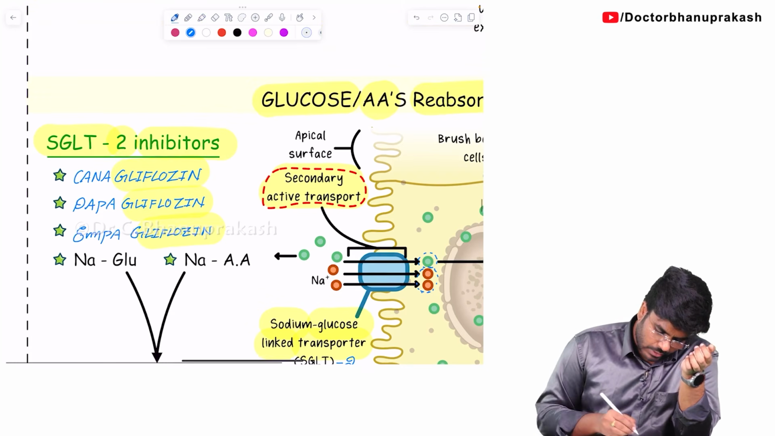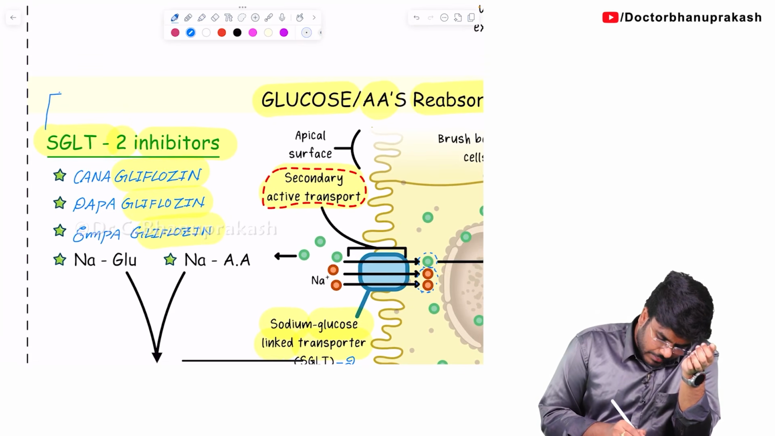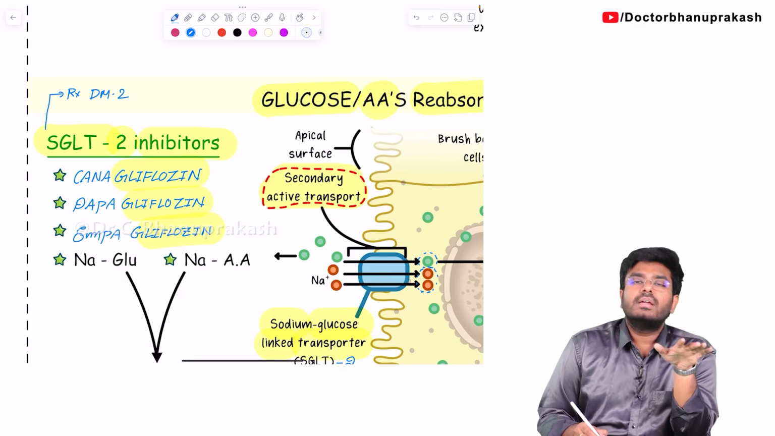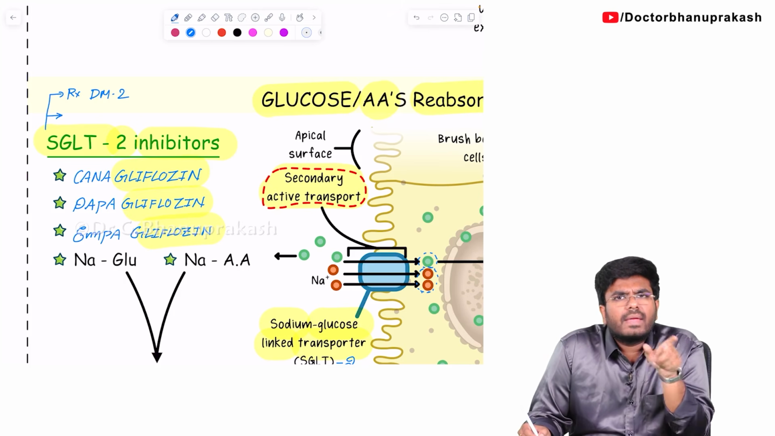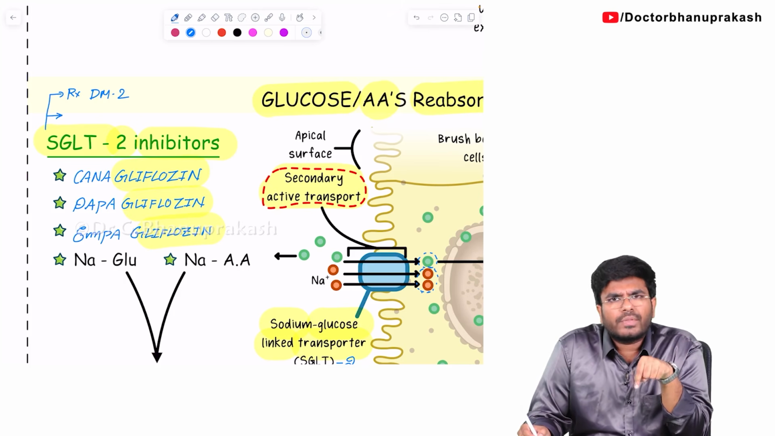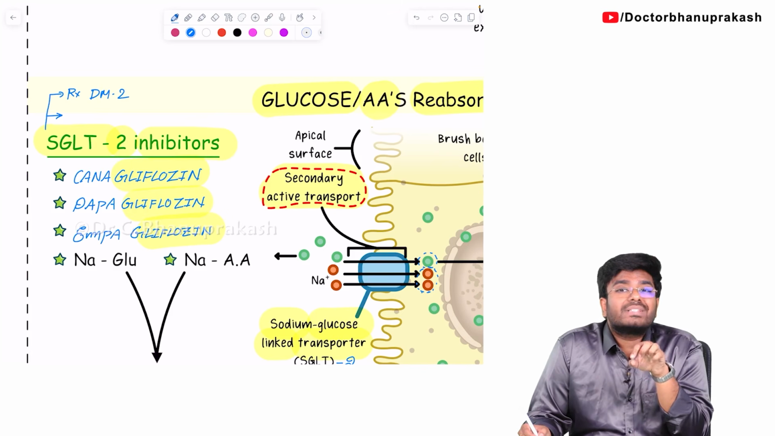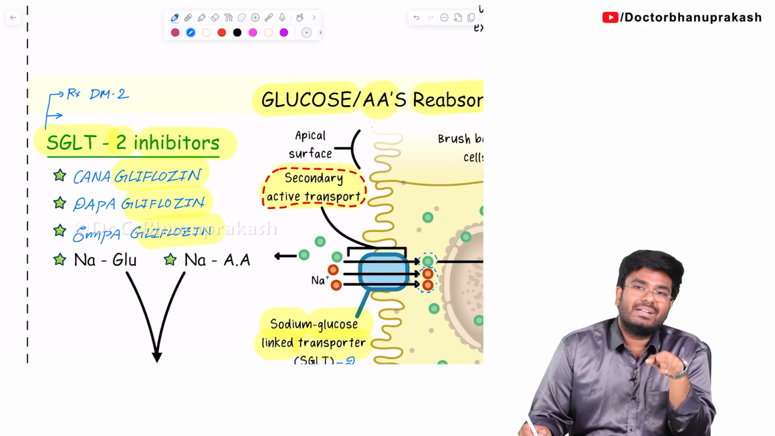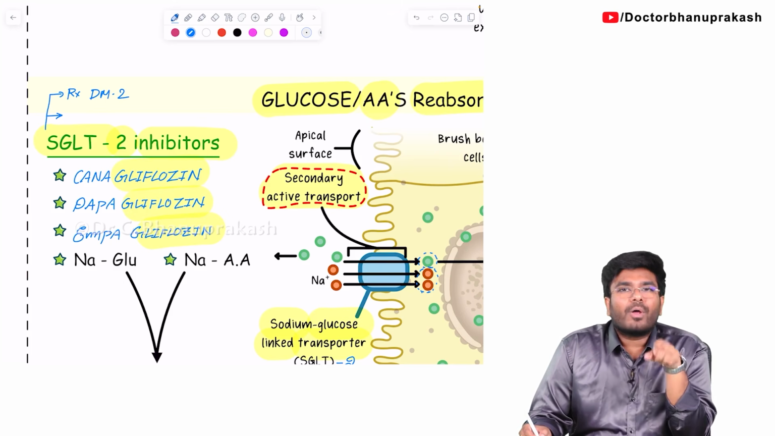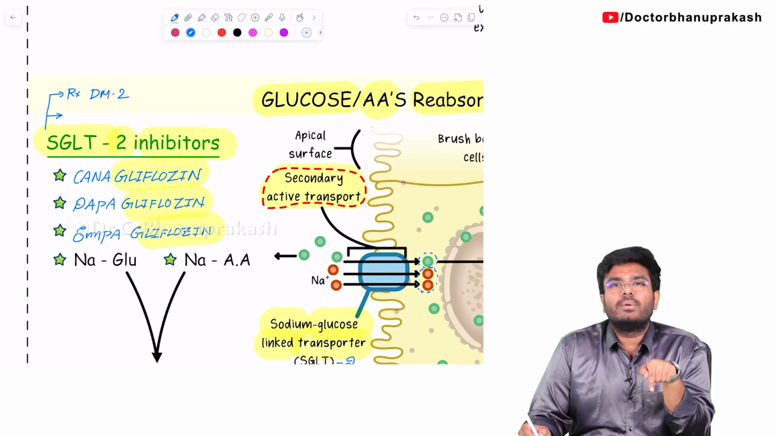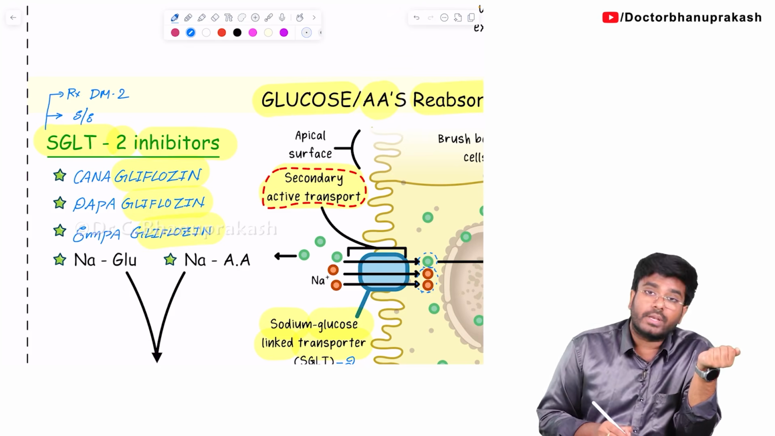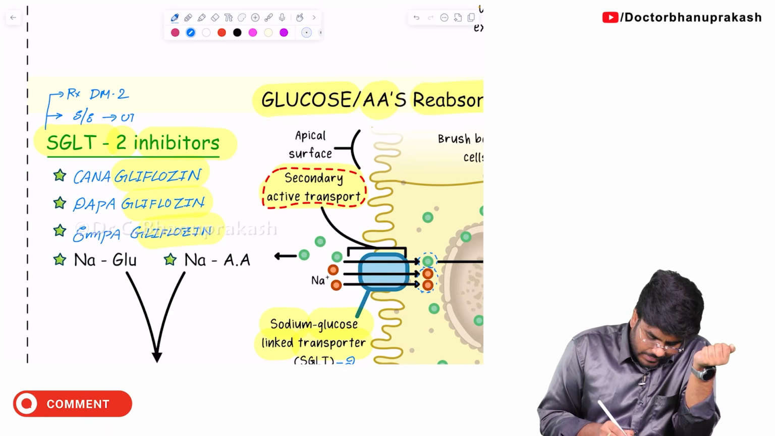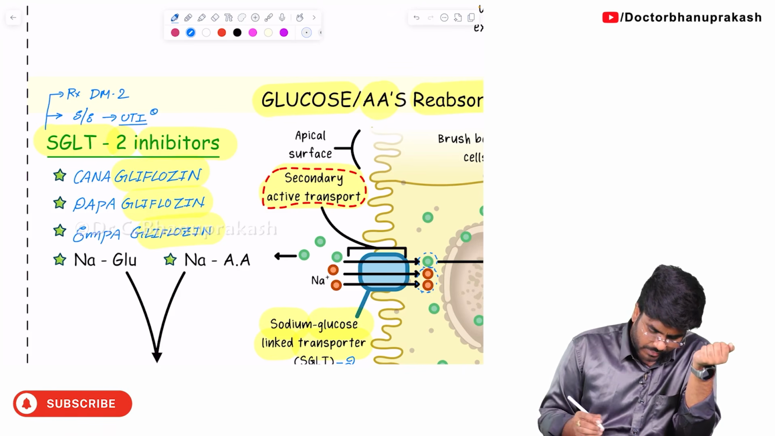SGLT2 inhibitors, important points: they are used in the treatment of type 2 diabetes mellitus, and they will cause glucosuria. But the problem with these drugs is that the glucose is unnecessarily going into the urine. This glucose can act as a medium for the growth of bacteria and can lead to urinary tract infections. So the side effect is urinary tract infections, UTIs. This is the important MCQ that I want you to know.